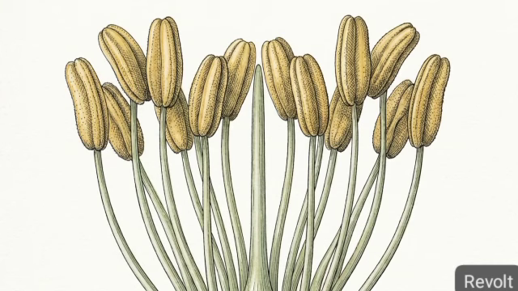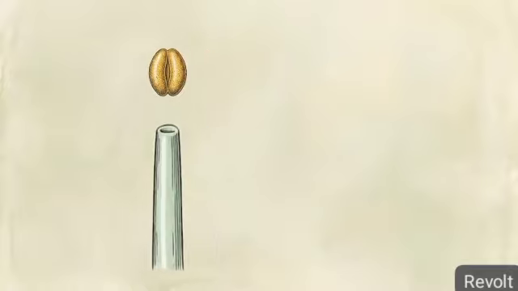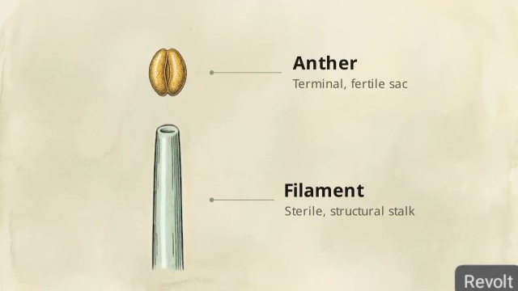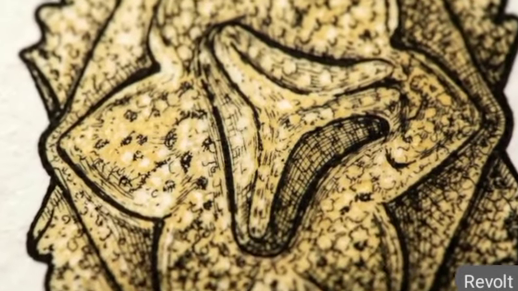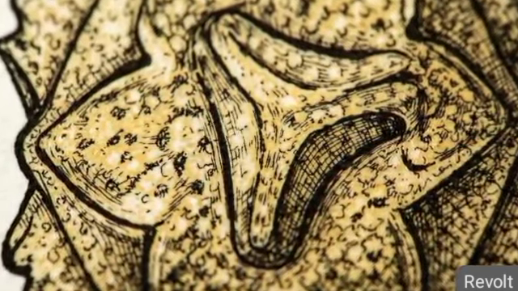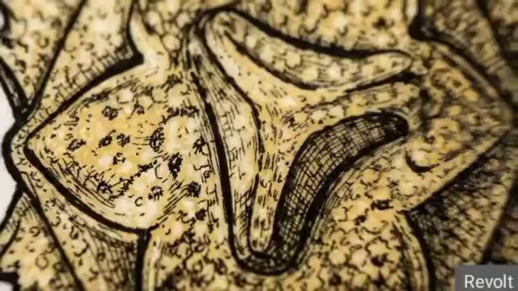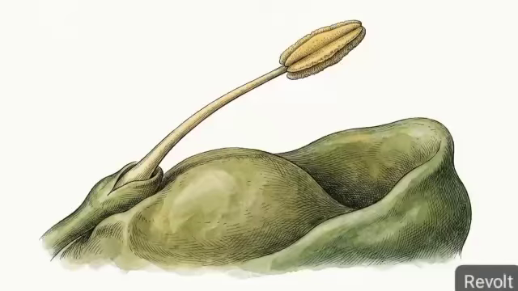The androecium itself is an assembly of individual units called stamens. Each stamen breaks down into two distinct regions. There is a sterile, structural stalk called the filament and a terminal fertile sac known as the anther. To observe the actual generation of male gametes, we must ignore the macroscopic flower entirely and isolate the microscopic architecture of the anther. The structural separation of the stamen is straightforward.